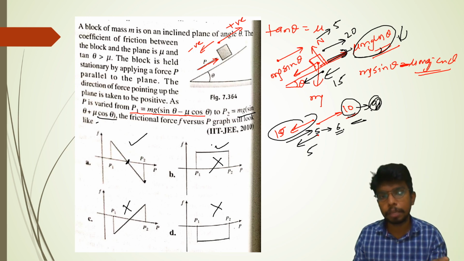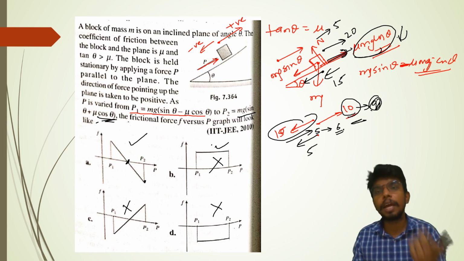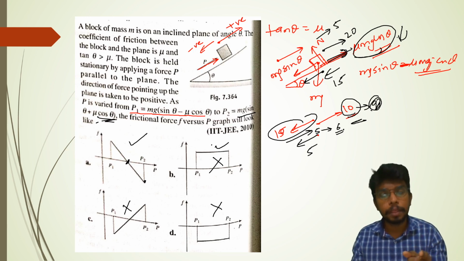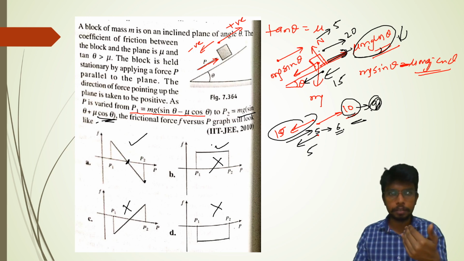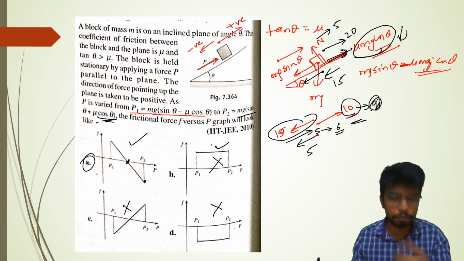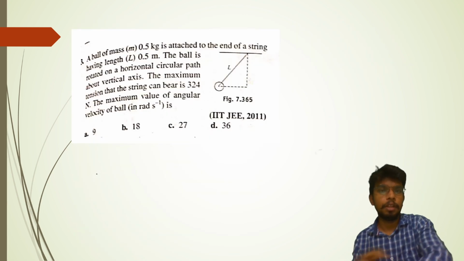So effectively it will go like P1 to P2. And P2 is mg sin theta plus mu cos theta. This is that maximum value when the friction is at its maximum, but in the opposite direction. So it is a particular curve. This is a qualitative analysis, and it's a nice question.